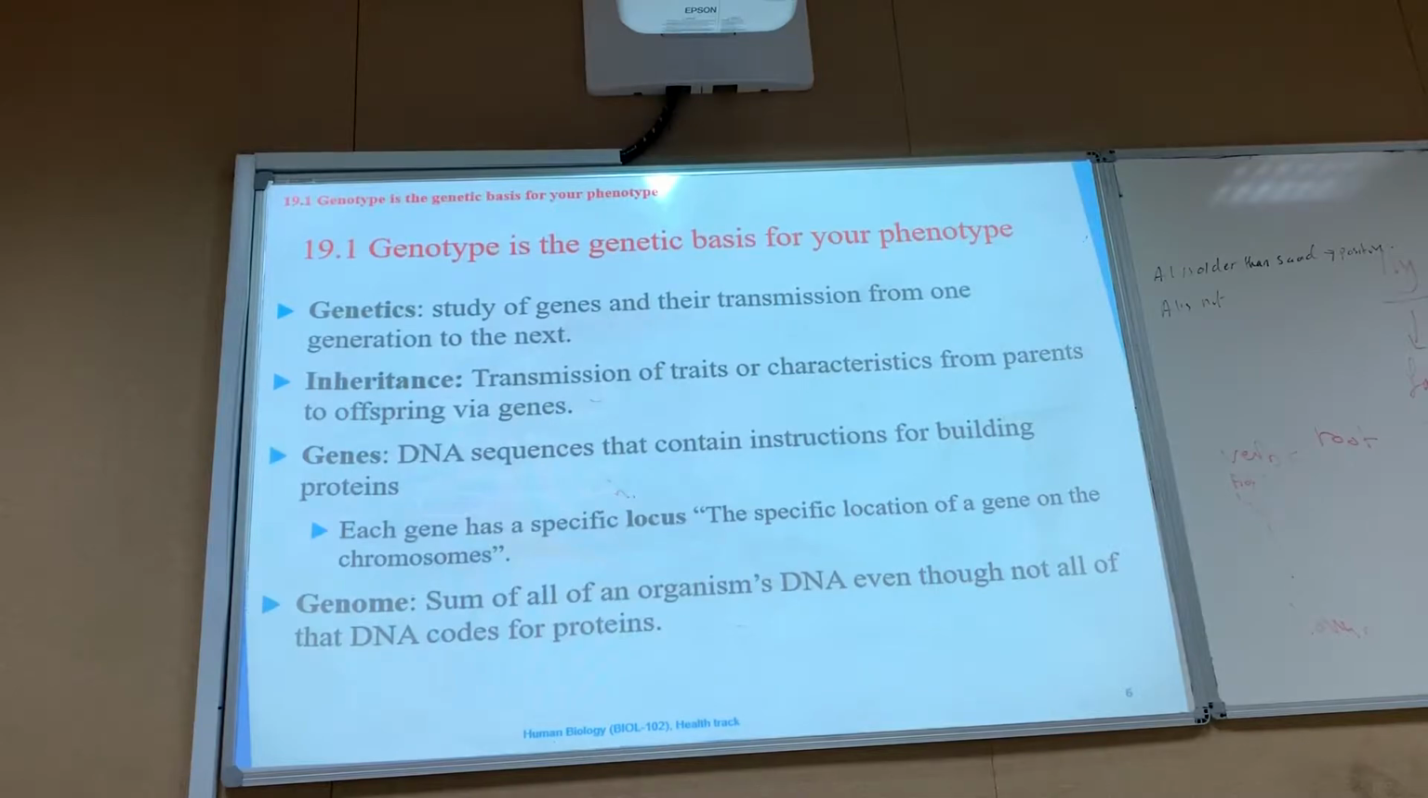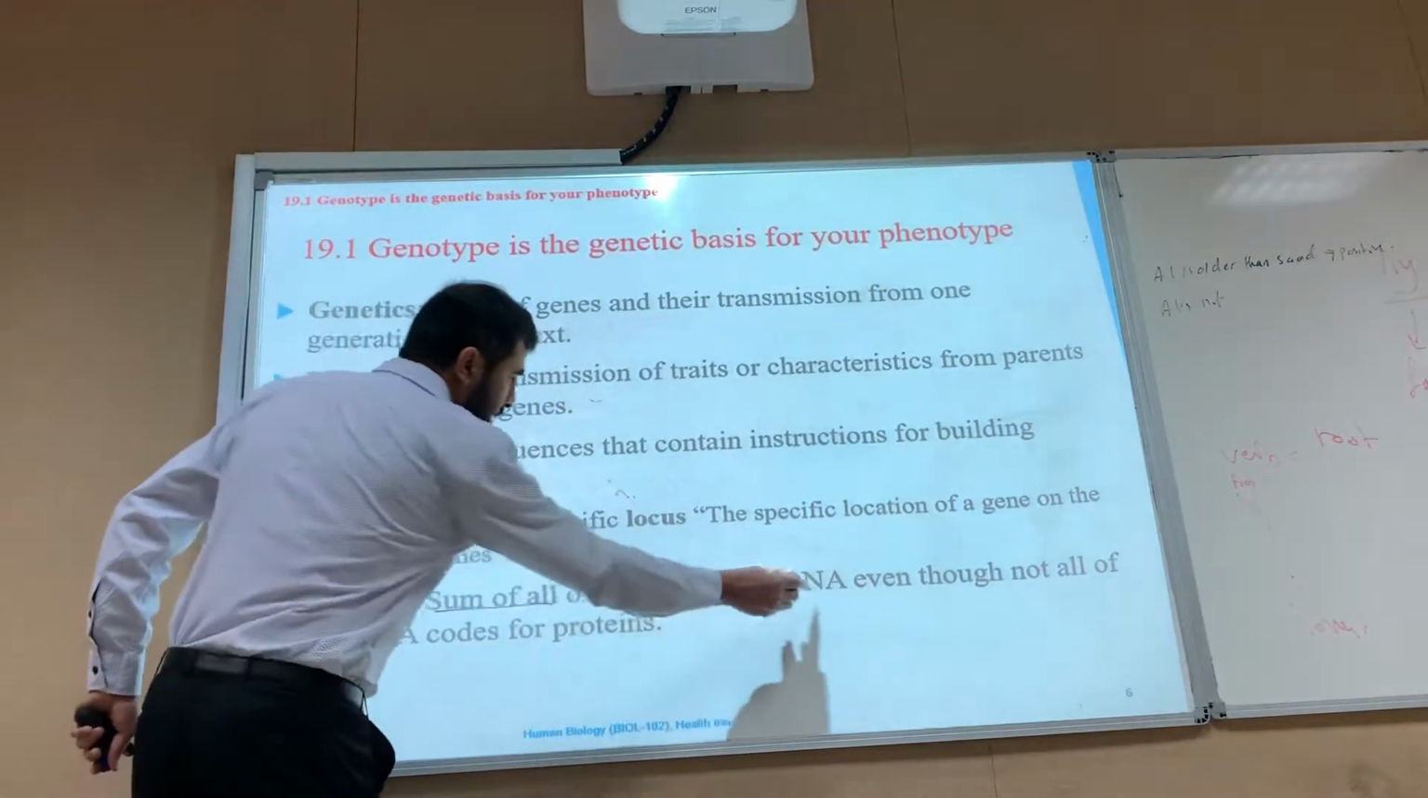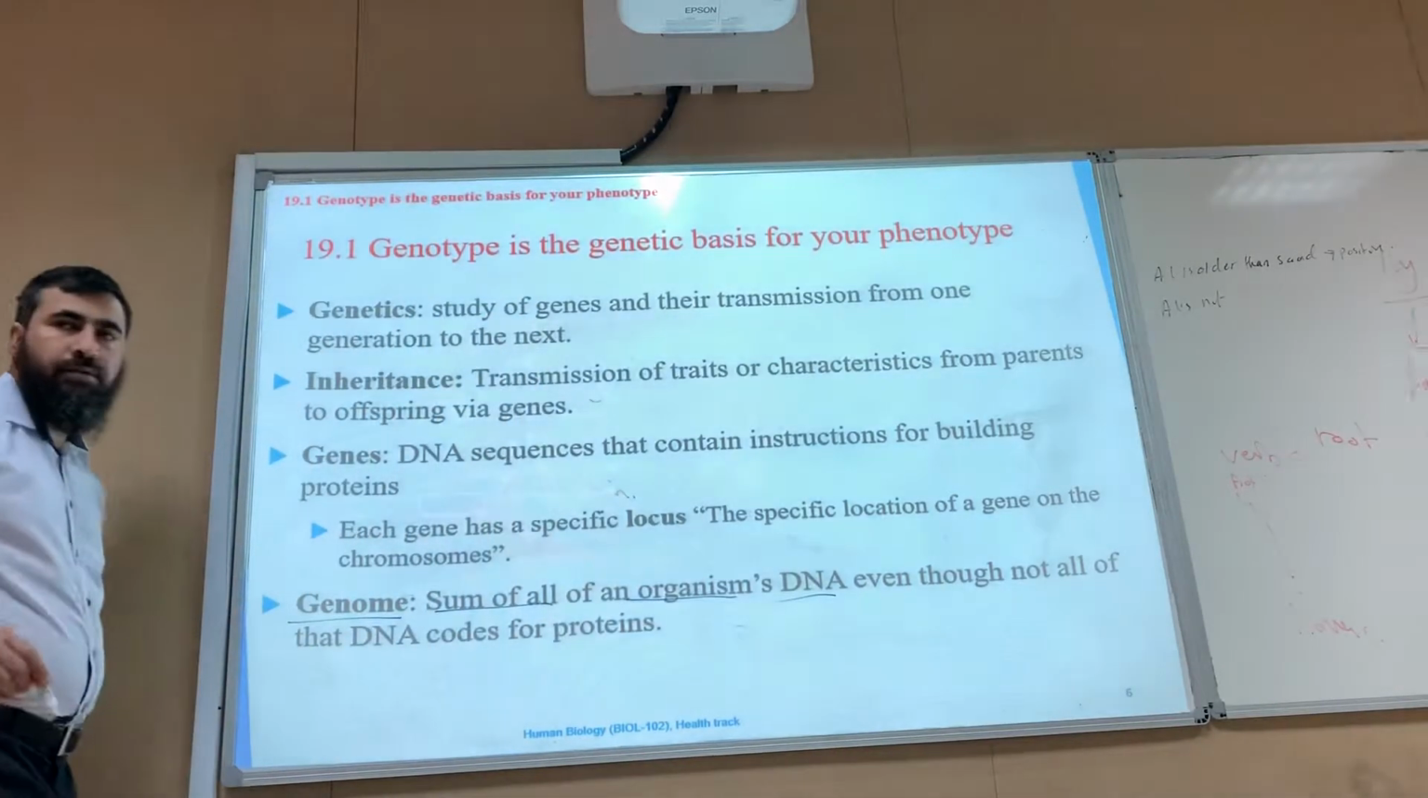Our genome consists of 46 chromosomes, okay? So the total genome refers to whether it's coding or non-coding. Some of the DNA will code for protein, some doesn't code, okay? The whole code is called the genome. So the total, all of the organism's DNA, is called a genome, okay?